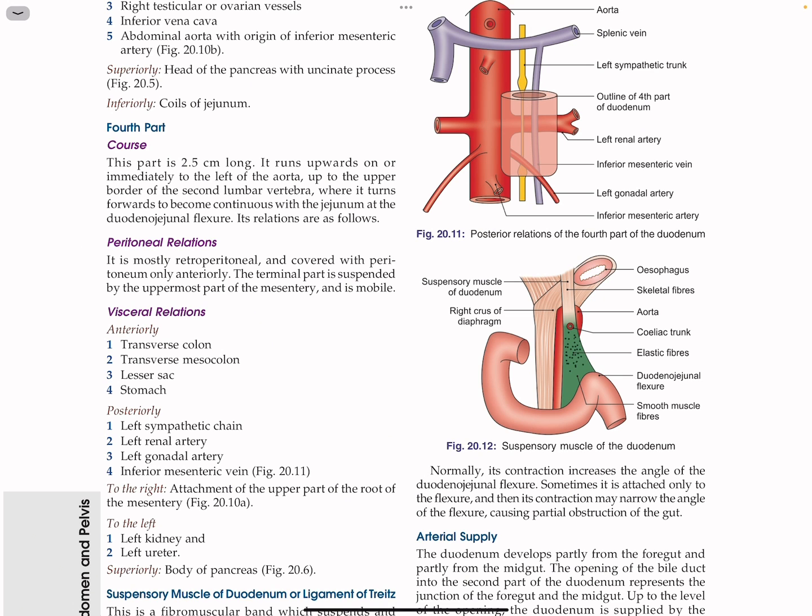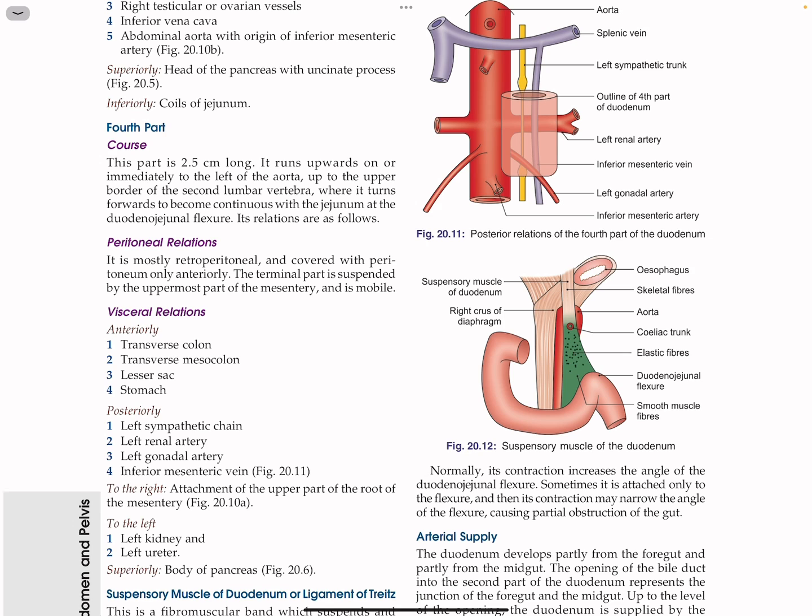Fourth part of the duodenum. Course of the fourth part of duodenum. This part is 2.5 cm long. It runs upward on or immediately to the left of aorta up to the upper border of the second lumbar vertebra, where it turns forward to become continuous with the jejunum at the duodenojejunal flexure.